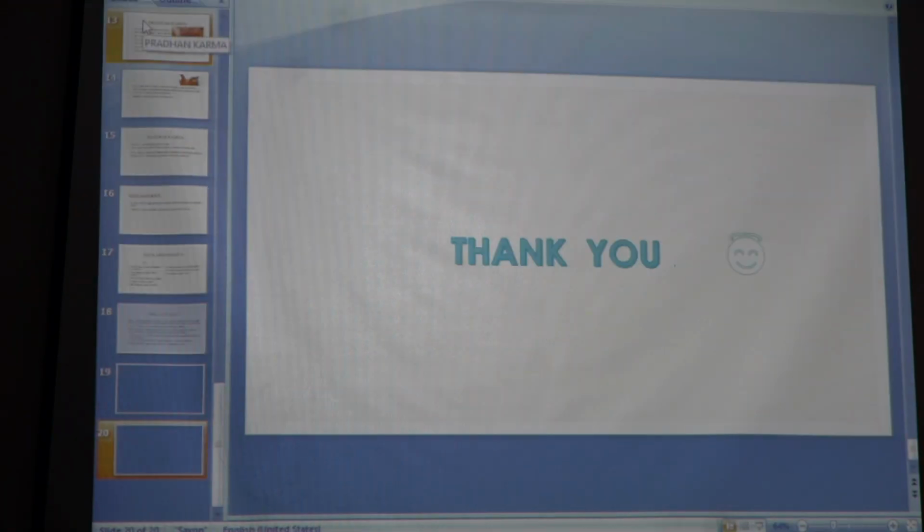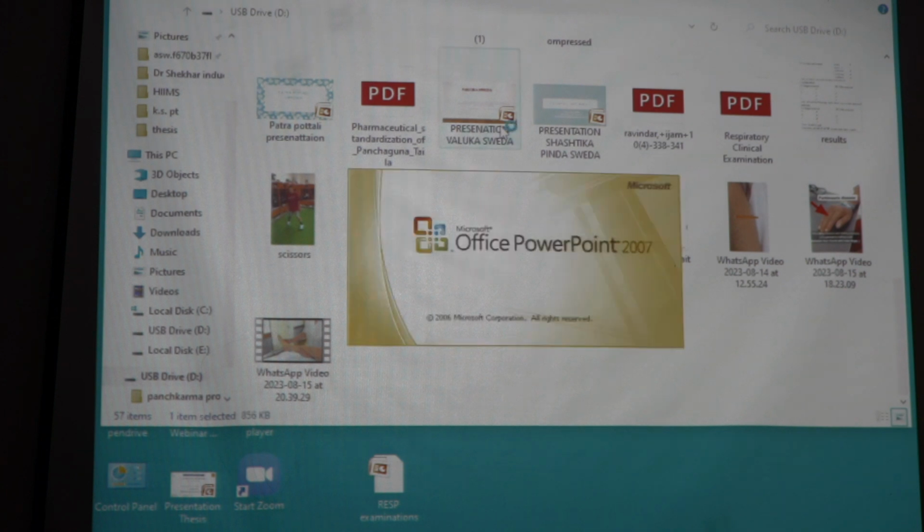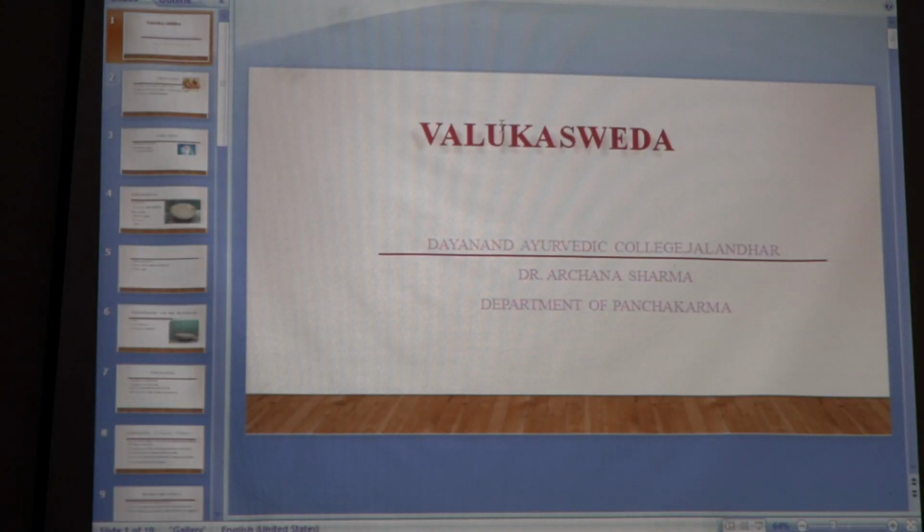One last is Valukasweda. Valuka means sand, Sweda means sedation therapy.